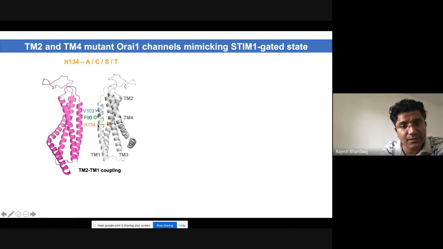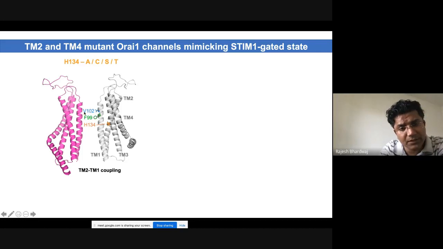H134 removes the bulky side chain of the histidine when you mutate it to such residues, and this somehow allows the rotation of this phenylalanine. So the phenylalanine moves out of the pore, and this gate of the channel is open, thereby the channel can conduct calcium through this. And this is indicative of a communication between transmembrane domain 2 and transmembrane domain 1, that is, how a change in transmembrane domain 2 can lead to opening of the pore through TM1, so-called TM2, TM1 coupling.